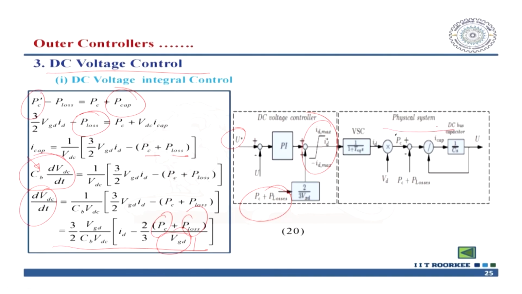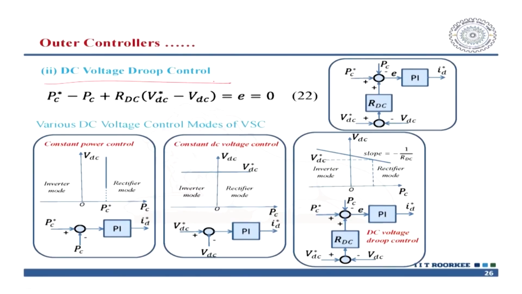And this is a physical system, this is a power flow, this is a voltage source converter, and there is a delay. For this it is incorporated by 1 by 1 plus the equivalent switching time, which gives you ID. Thereafter you get VD, you get PC, these are the losses, and ultimately you get I cap into 1 by CS. So, this is the way of power flow in the DC part of this voltage source converter. So, let us recap what we have said. This is called the voltage droop control.